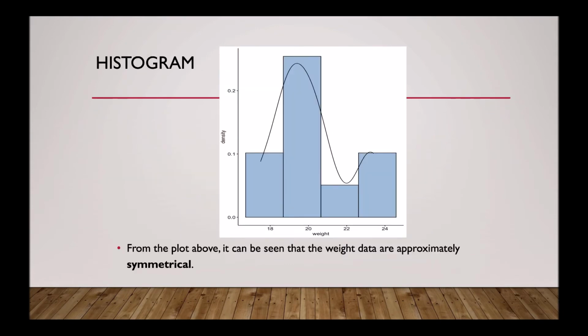And here is the histogram that this code produced. As you can see, the weight data is approximately symmetrical. Remember that this graph does not have to be perfect.